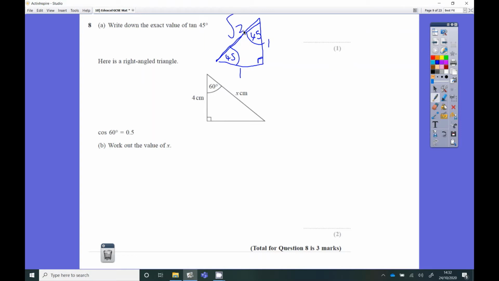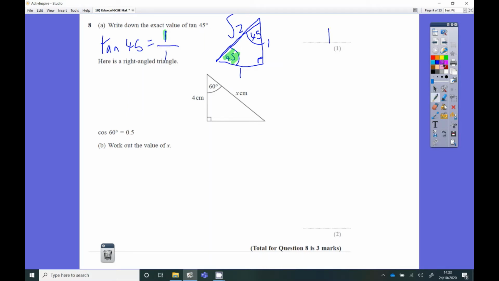Now, tan is opposite over adjacent. So tan 45 is our opposite side. It doesn't matter which 45-degree angle we consider ourselves looking from. So if we're going from here, our opposite side is 1, our adjacent side is 1. So our opposite side is 1, our adjacent side is 1, so 1 over 1 is 1.